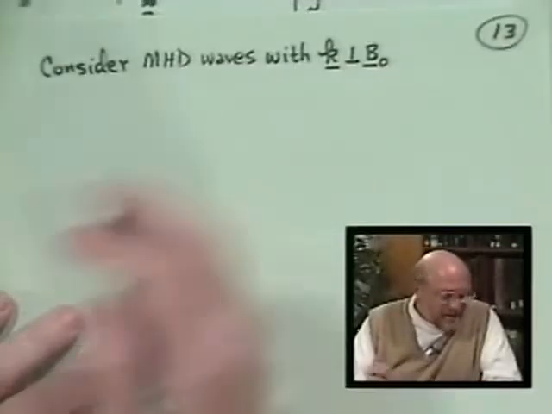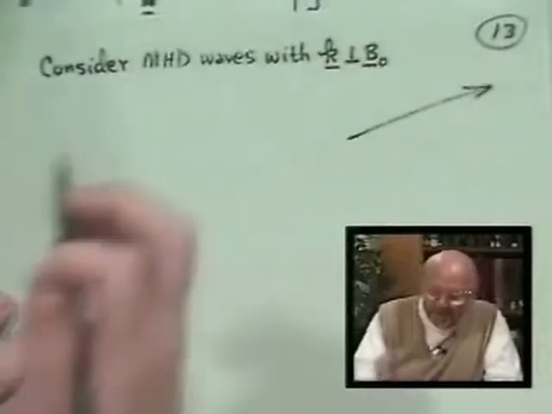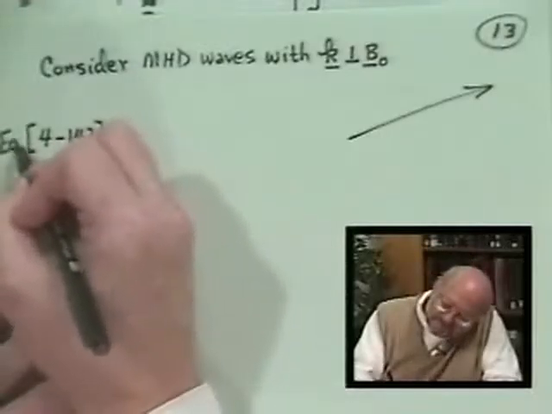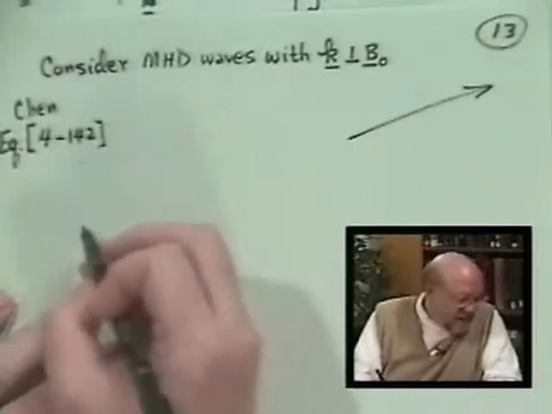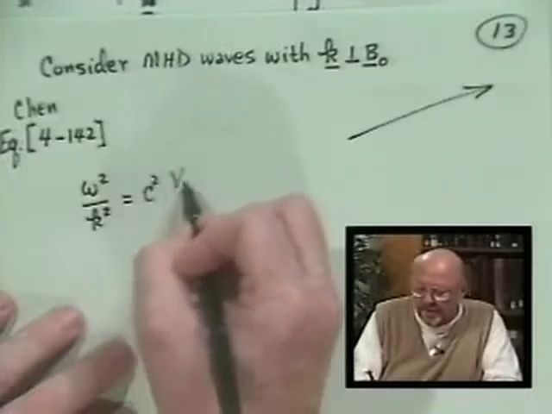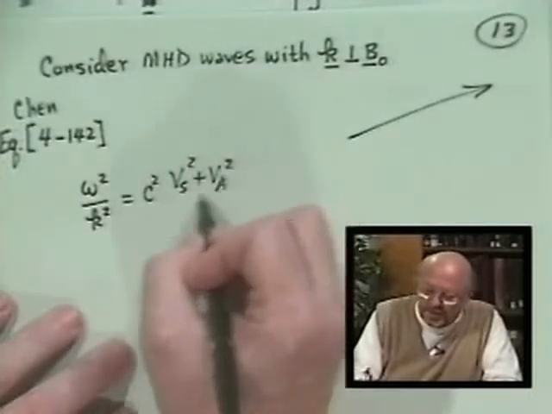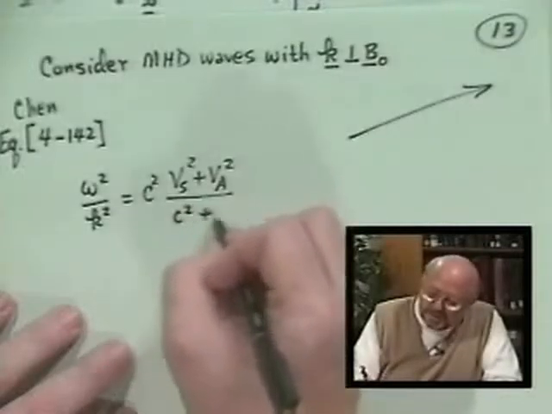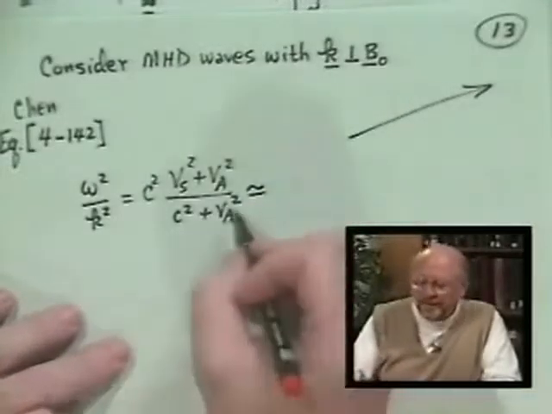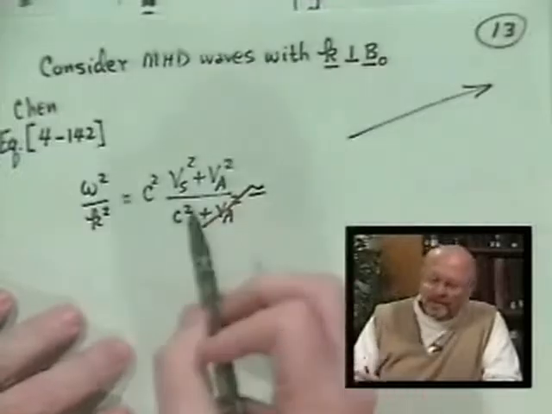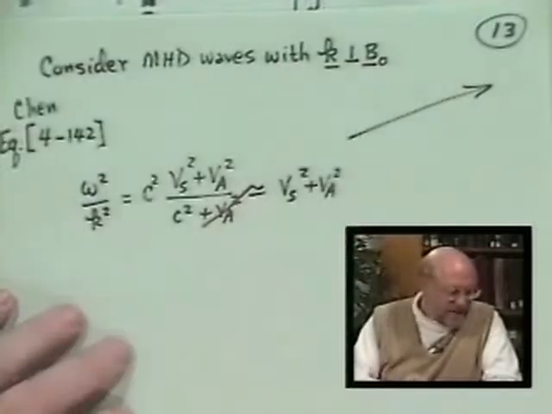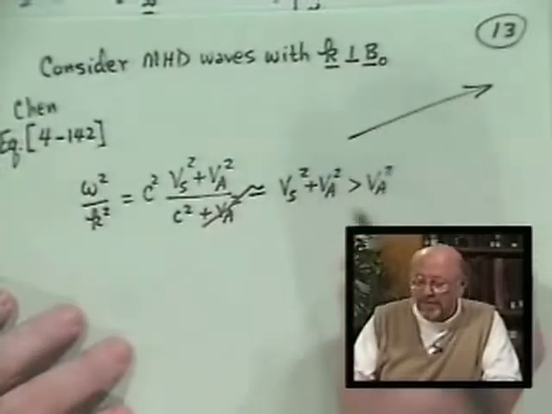Okay. And then it turns out that the dispersion relation, which is given in Chen 4-142, he works out the equation. What he gets is omega squared over K squared is equal to (C squared V sound squared plus V Alfvén squared) divided by (C squared plus V Alfvén squared). And we're often in the case where the Alfvén speed is below the velocity of light, so this is approximately equal to the sound speed squared plus the Alfvén speed squared. And that's surely greater than the Alfvén speed or the sound speed, either one.